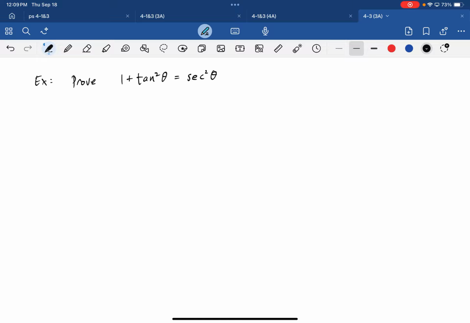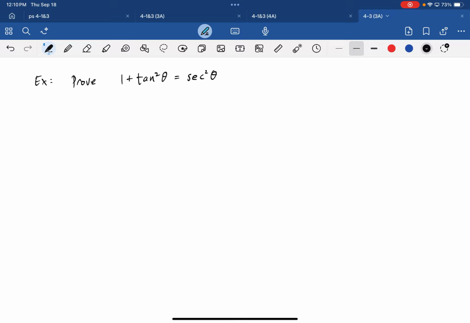How about we use the things that we just learned? So this is equal to opposite over hypotenuse... wait, secant isn't hypotenuse over the opposite? Oh, that is true. But where's the 1? Oh, I forgot to write it.